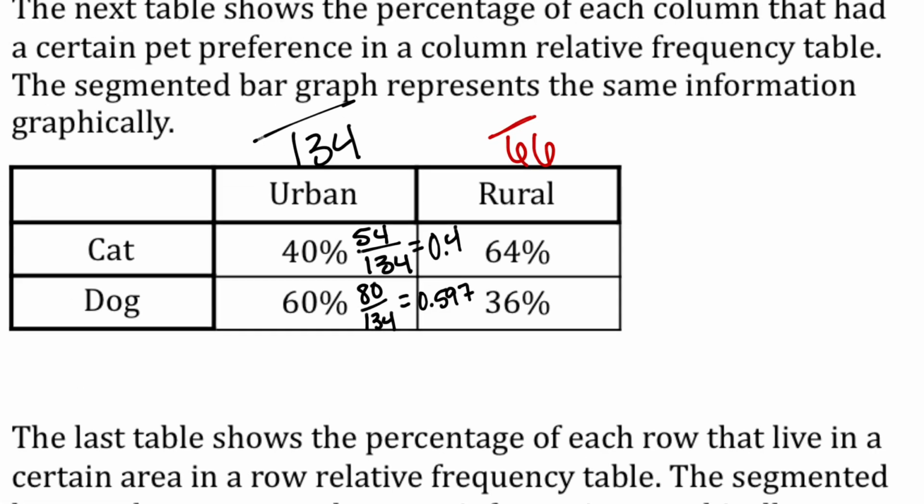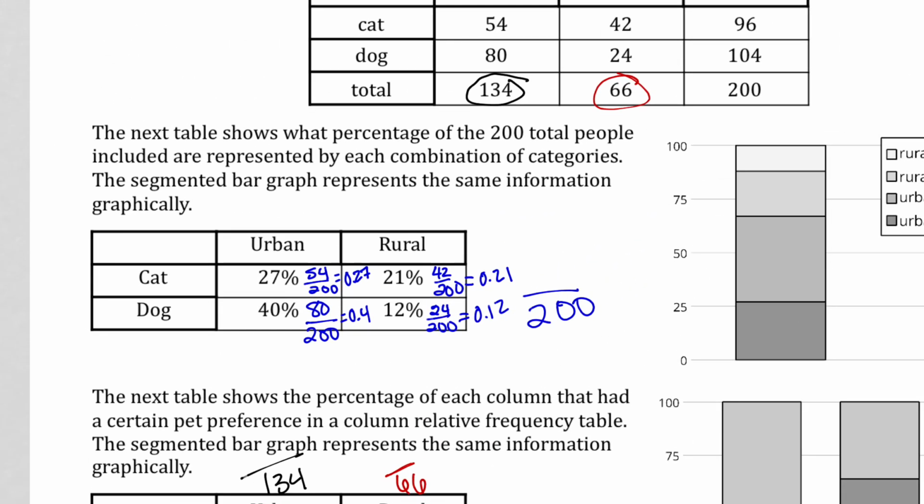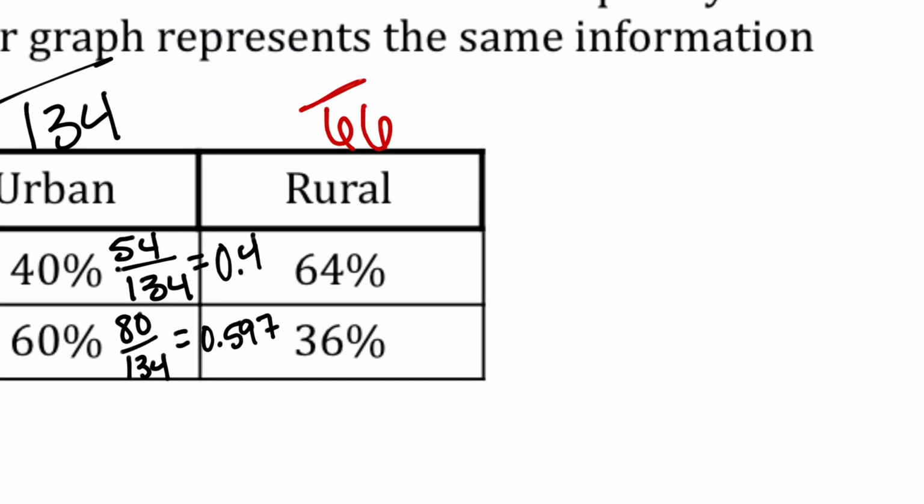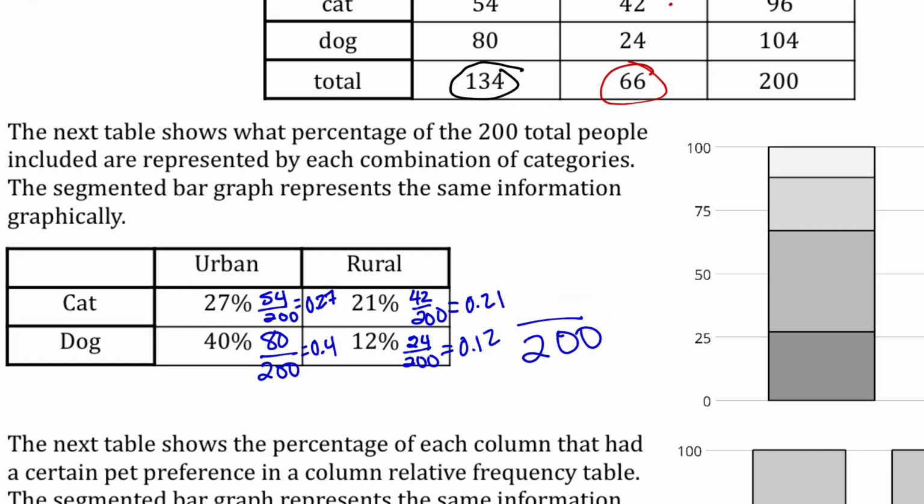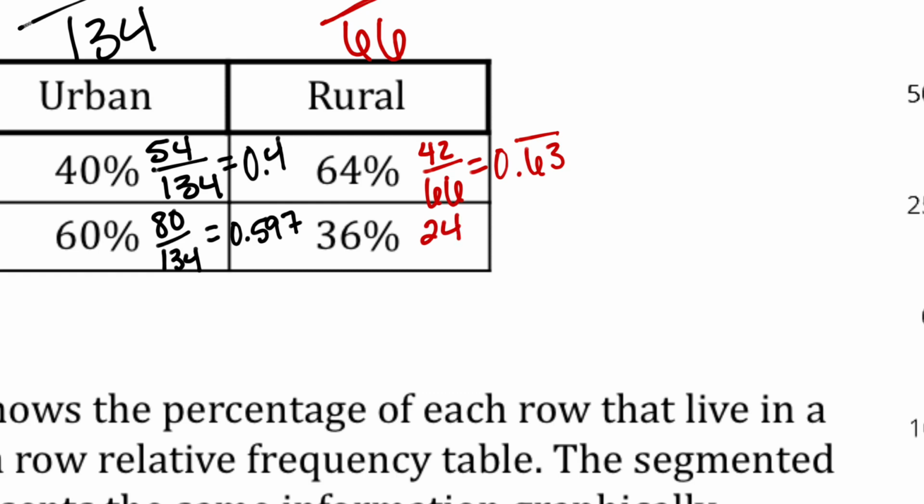Okay, do the same thing on the right side. So for our rural table, we're dividing by 66. Our cat was 42. So 42 divided by 66 is 0.63 repeating. It may terminate after a little bit, but it looks like it's going to keep going. And our last one for this table to look at is 24 divided by 66. And that is 0.36 repeating. And it looks like that may also terminate later on, but we're going to leave it like that. Okay?